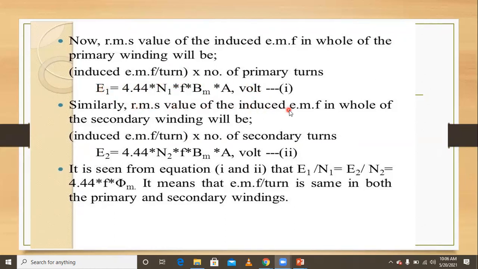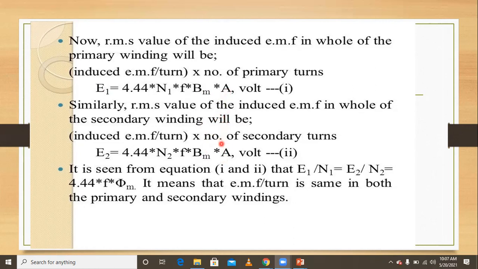Similarly, the RMS value of the induced EMF in the whole of the secondary winding will be induced EMF per turn into number of secondary turns, that is E2 by N2 into N2. Then E2 is equal to 4.44 into N2 into F into phi m, that is B m into A. Here on primary and secondary side, frequency is constant. Bm is called maximum flux density, which is constant, and A is the cross sectional area of the transformer.